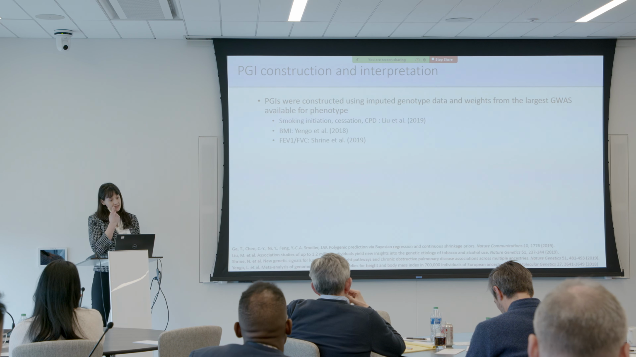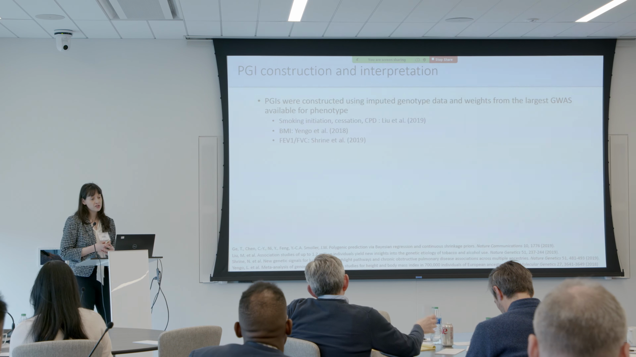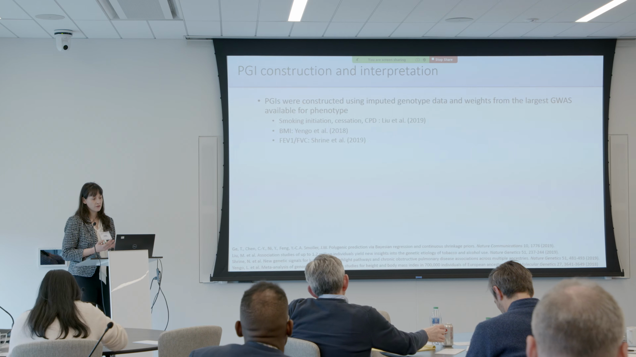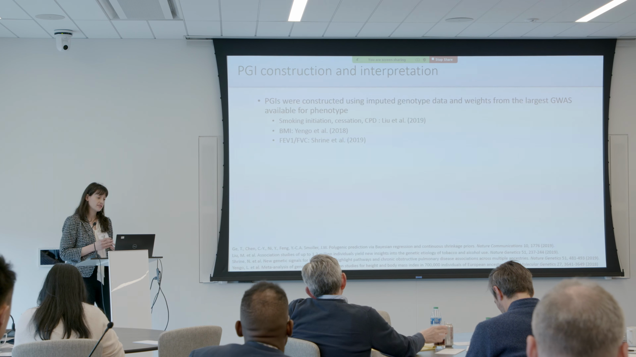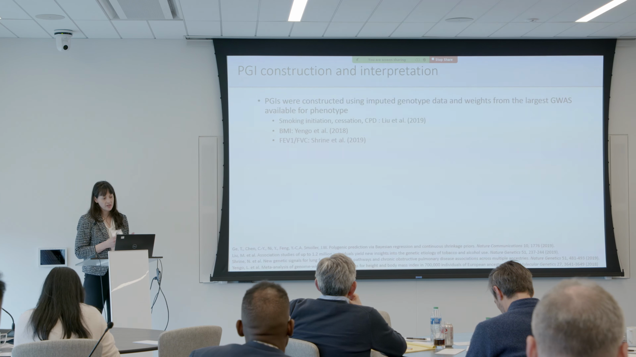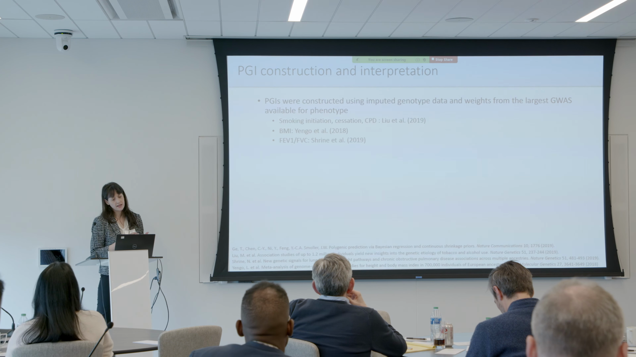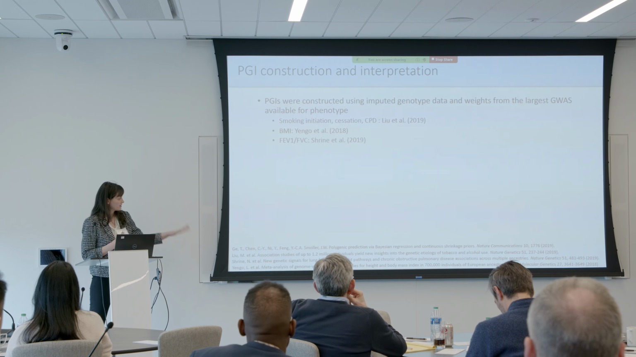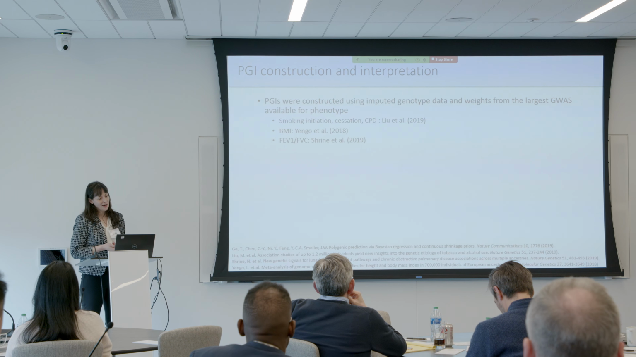The PGIs that we constructed used imputed genotype data and weights from the largest GWAS that were available for the phenotype to date. For smoking initiation, cessation, and CPD, we used the Liu et al. GSCAN GWAS. For BMI, the Yengo et al. GWAS, and then the F ratio was a Shrine et al. GWAS. The sites are down there if you're interested.